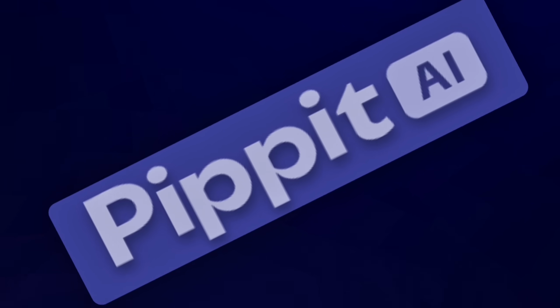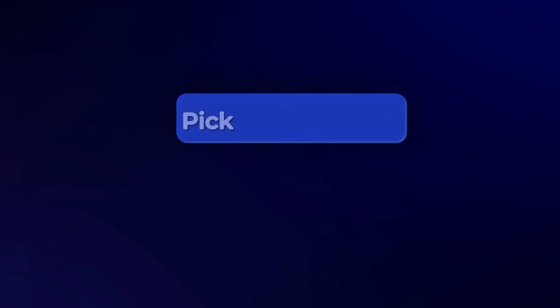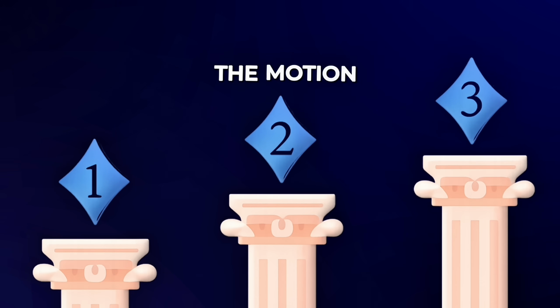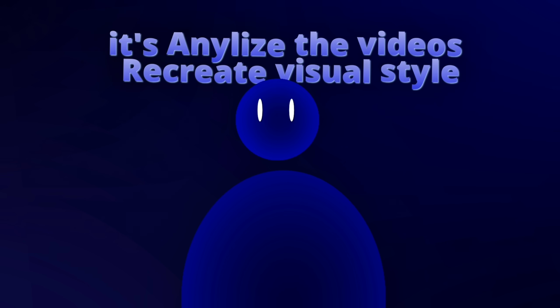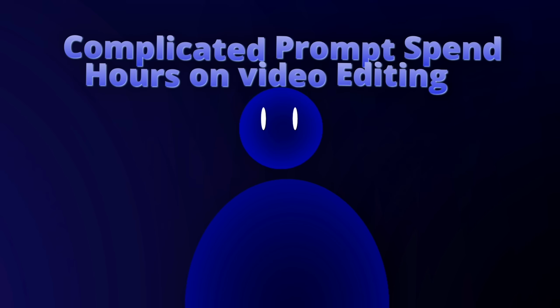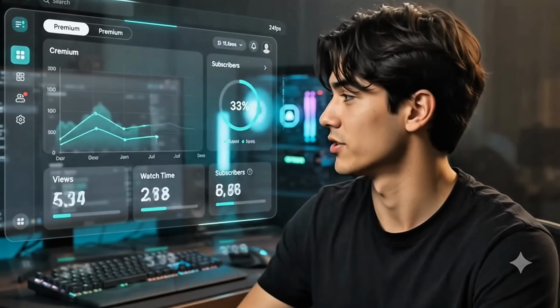It's called Pippit, a ByteDance product, and it's built to help with exactly that. Pippit can pick up on the creative DNA of a video, the structure, the motion, the visual style, and use it to help you recreate almost anything you can imagine. Pippit doesn't just copy a video, it analyzes it and recreates the visual style, audio, pacing, and overall flow. That means you don't need to write complicated prompts or spend hours editing. Just take a viral TikTok as your reference and turn it into your own version.